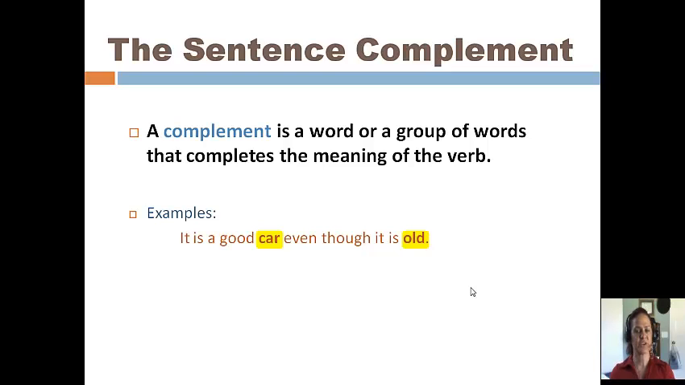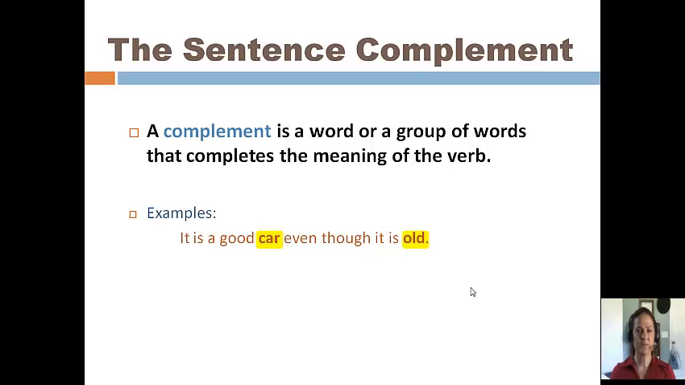Who gave Mr. Garcia the present? Mr. Garcia and present are the sentence complements that complete the meaning of the action verb gave. The raccoon watched us gardening in the backyard. Us is your complement that completes the meaning of your action verb watched.